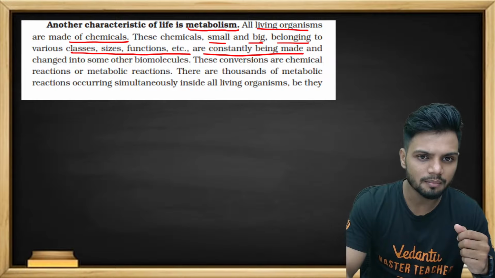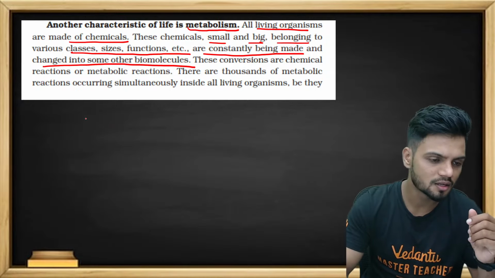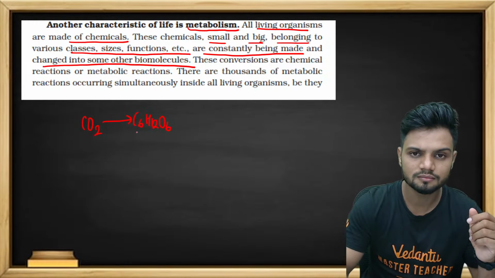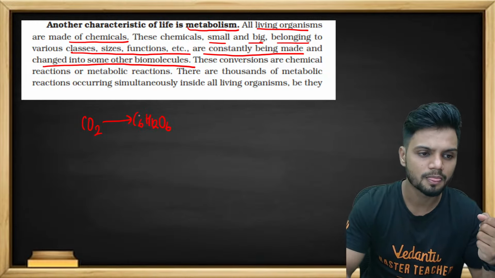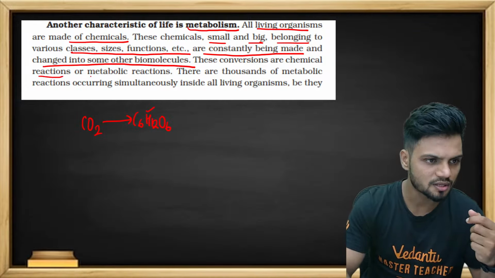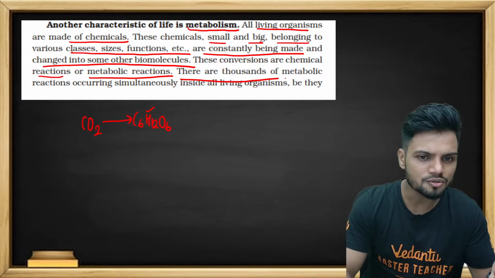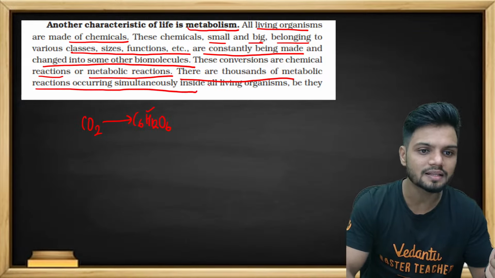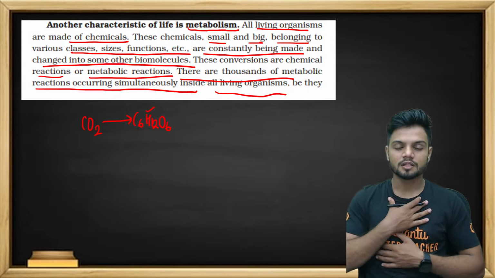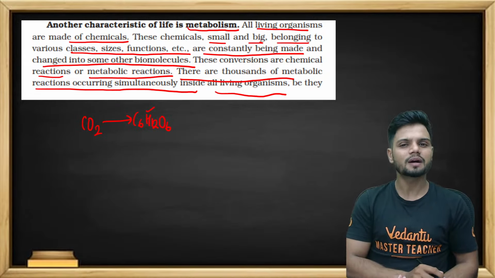Are constantly being made and changed into some other biomolecules. For example, in the case of plants, CO2 is being converted to C6H12O6. Conversion of molecules, biomolecule. Glucose is a biomolecule. These conversions are chemical reactions or metabolic reactions. Yes, they are metabolic reactions. There are thousands of metabolic reactions occurring simultaneously inside all living organisms. So if you look at inside of a living organism, the production of DNA, production of an RNA, replication of a DNA, all of them are a type of reaction.